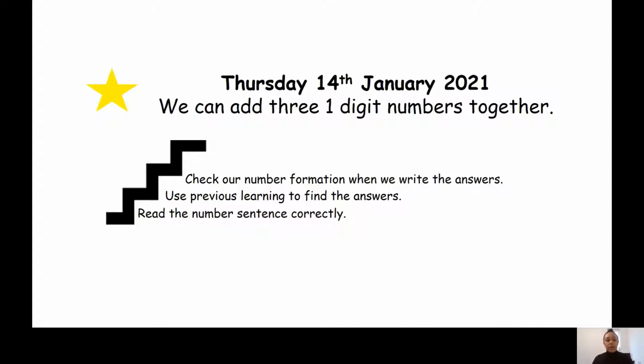We are going to be moving away from partitioning and part whole, and we're going to be thinking about addition today, ready for next week when we look at addition some more. So our learning objective today is we can add 3 one-digit numbers together. Our steps to the stars are: read the number sentence correctly, use previous learning to find the answer, and check our number formation when we write the answers.